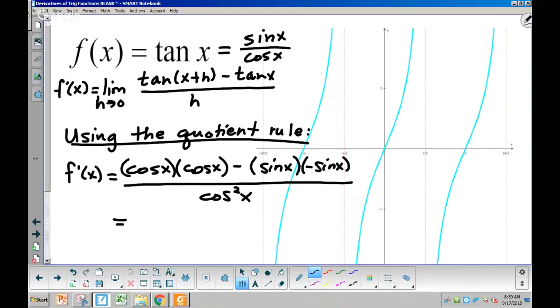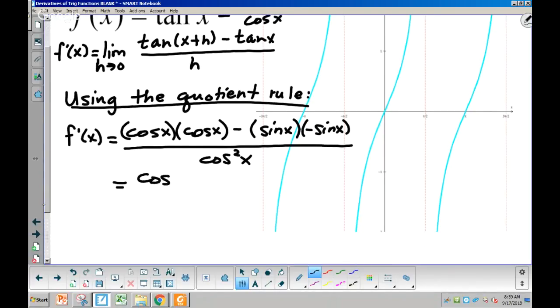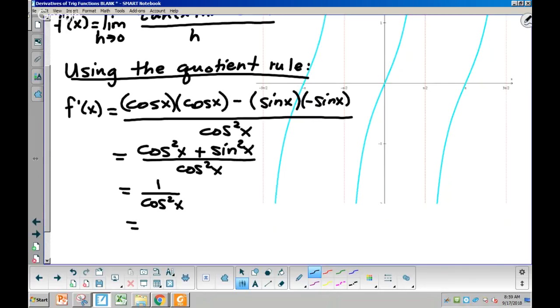All right, on top I get cosine squared x plus sine squared x. Oh my gosh, it's 1. Something wonderful just happened to this derivative. It's 1 over cosine squared x, which happens to be, that's right, secant squared x. So f prime of x is secant squared x.